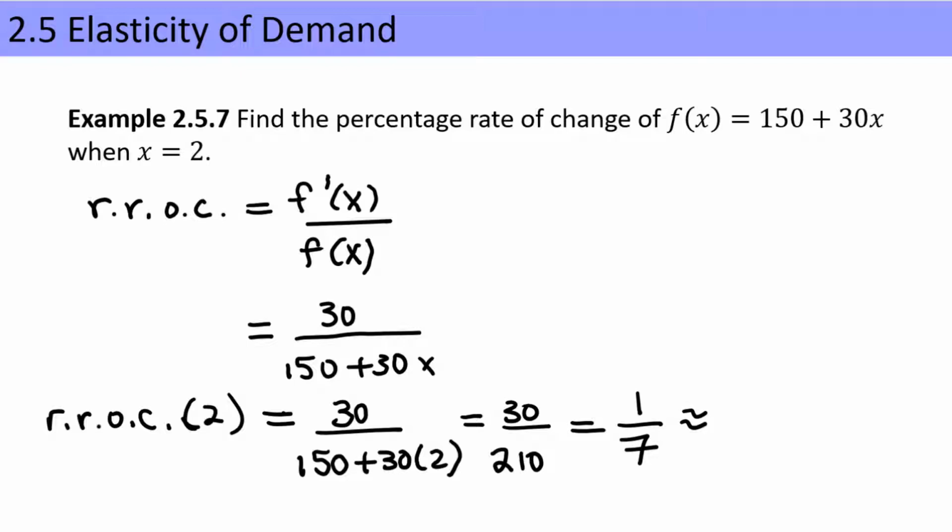Decimal approximation would be 0.1428... And to express this as a percentage, we move the decimal point to the right 2 spaces and write it as 14.28%.